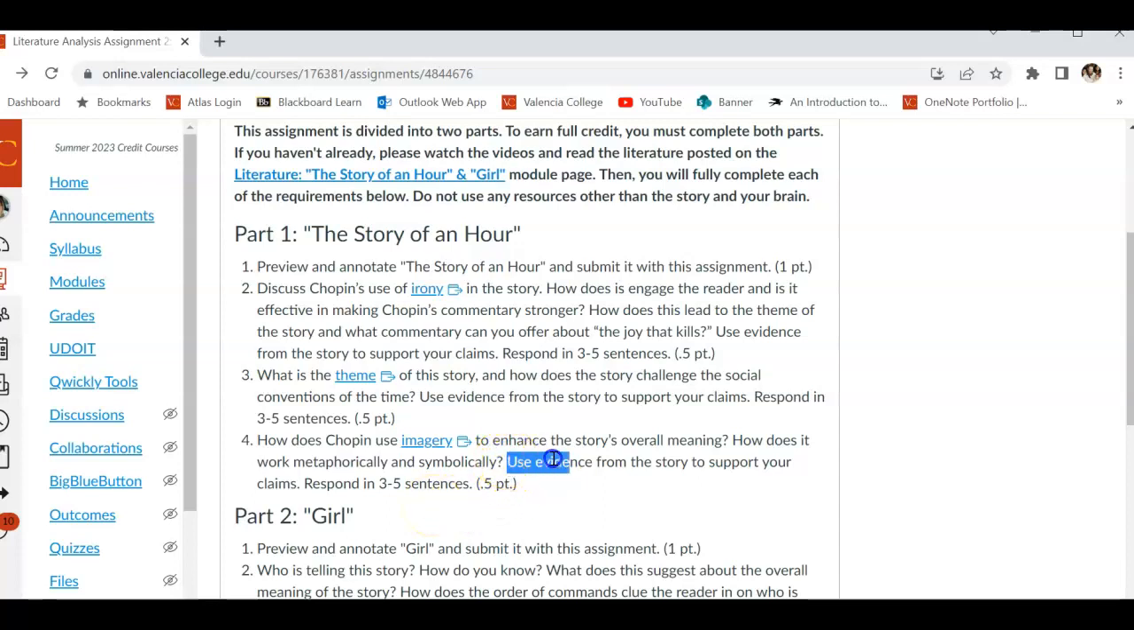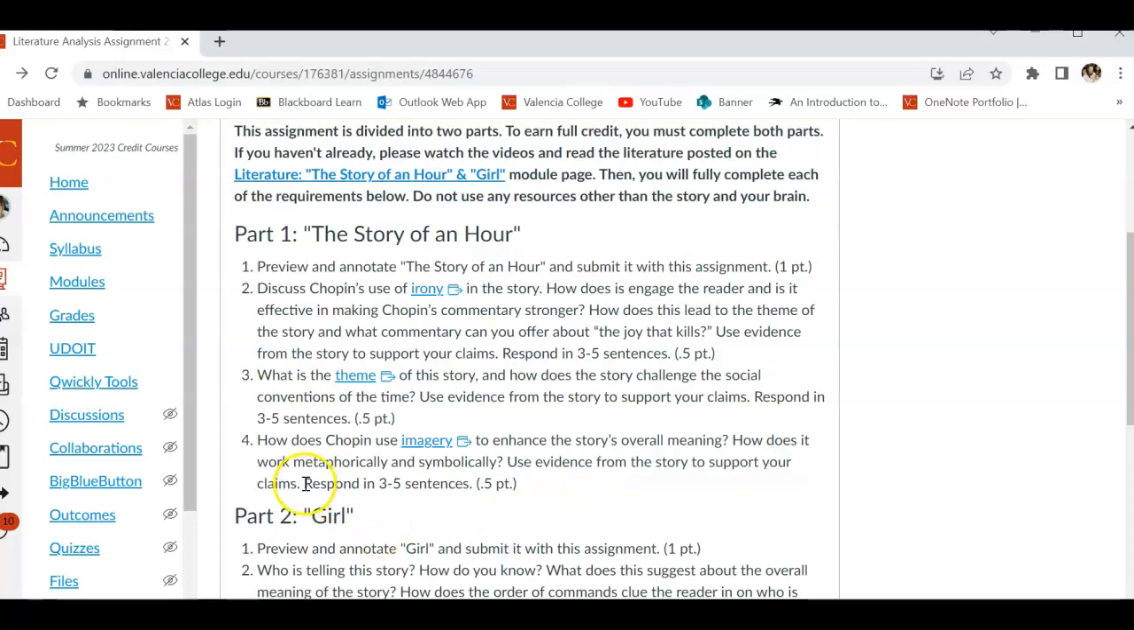Also, keep in mind that I'm asking you to use evidence from the story to support your claim. So whatever you're telling me about how imagery or theme or irony are built in this story, you have to support it with evidence from the story. Usually this is in the form of a quote from the story.